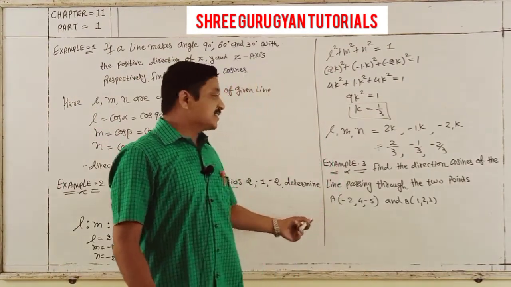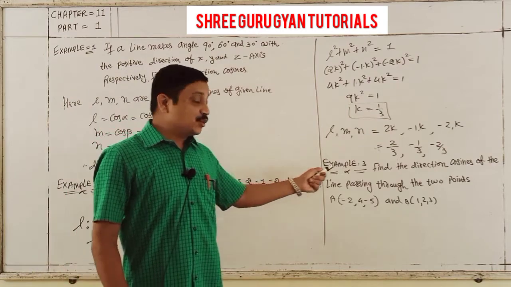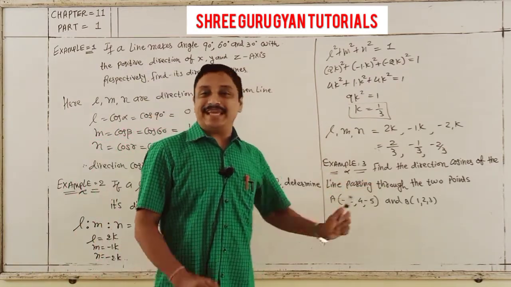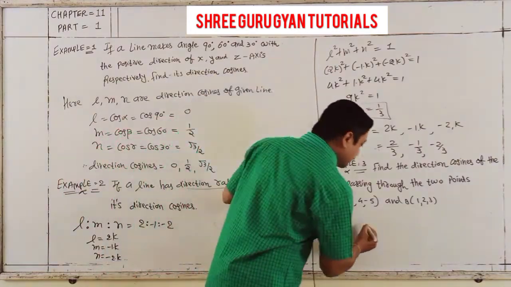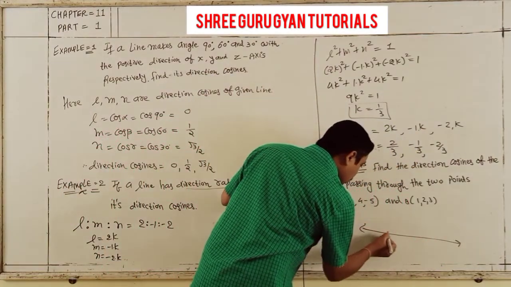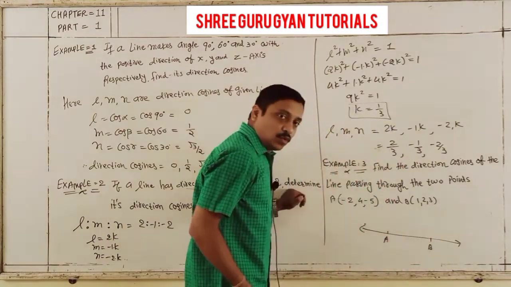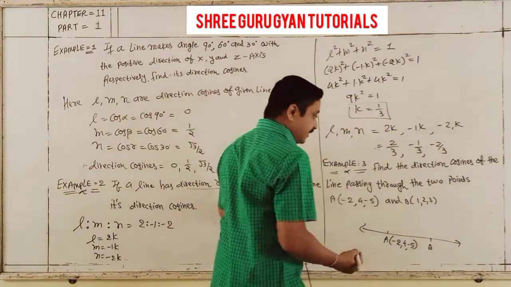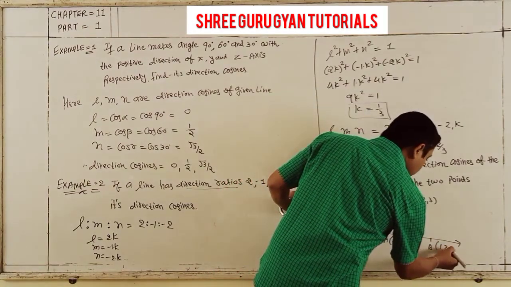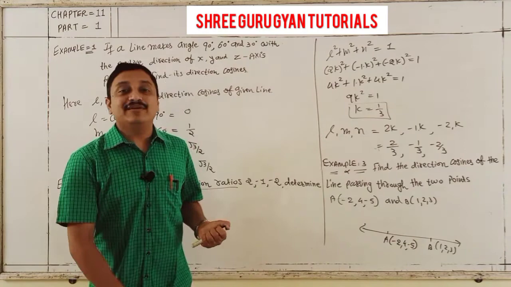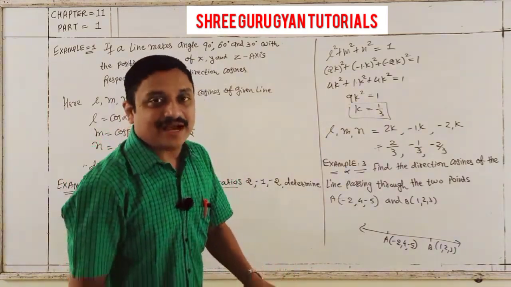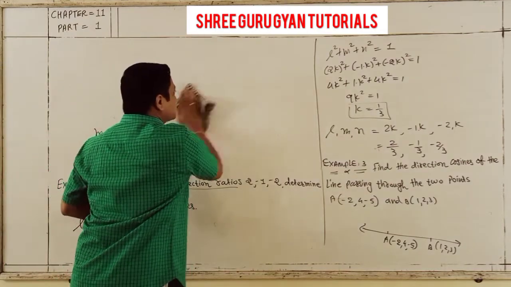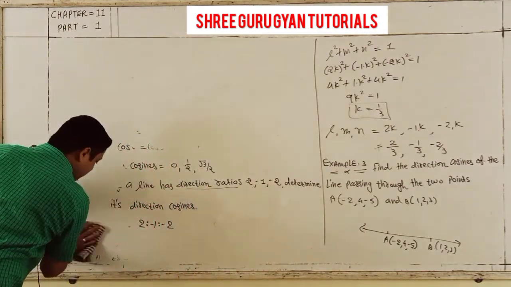Now continue, students, example 3rd. Find the direction cosines of the line passing through the 2 given points A and B. Students, for direction cosines of a line passing through, I take first the direction A to B. A I have -2, 4, -5, and B I have 1, 2, 3. It means I just derive the direction, A to B, and after that the direction cosines are very simple to calculate.